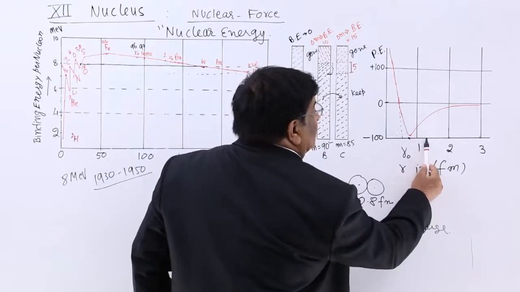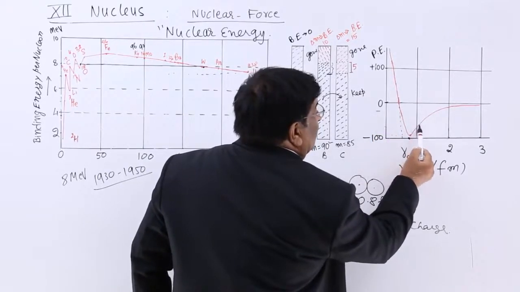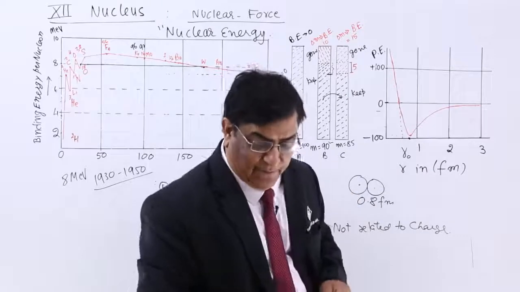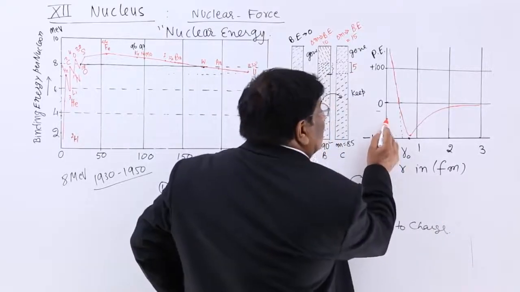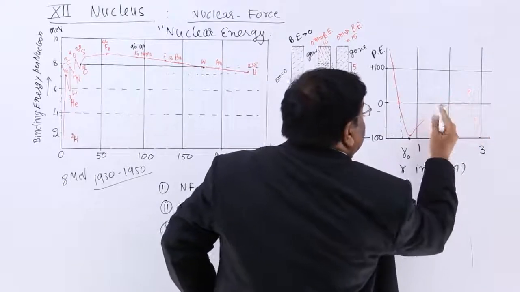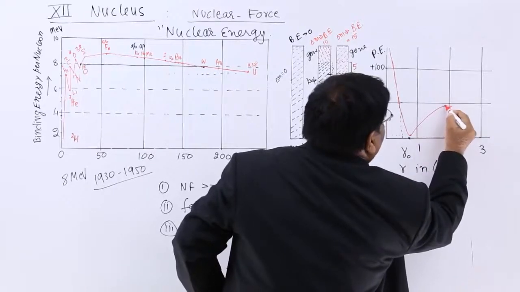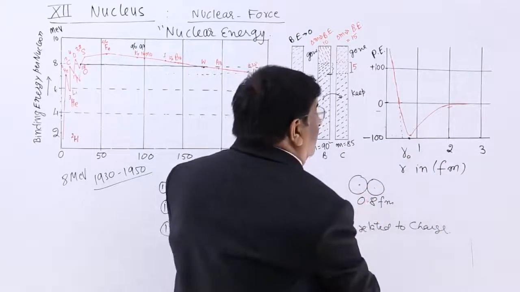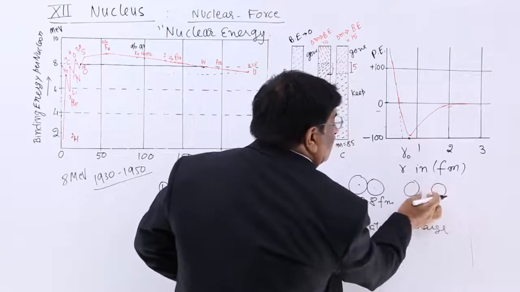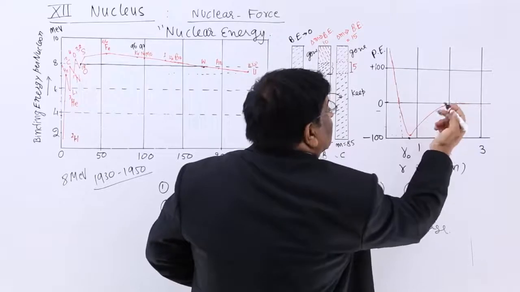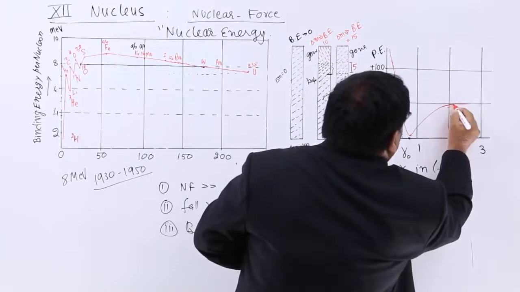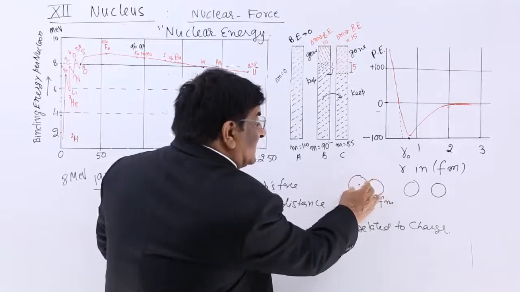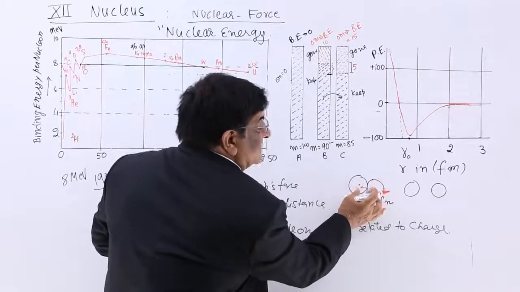When the distance is increased, still potential energy is negative. This shows that there is still a force of attraction between them. But the energy decreases a lot, and this will go like this. That means the moment it crosses this distance, more than 2 Fermi, the force of attraction has become very, very less, or the energy has become very less.